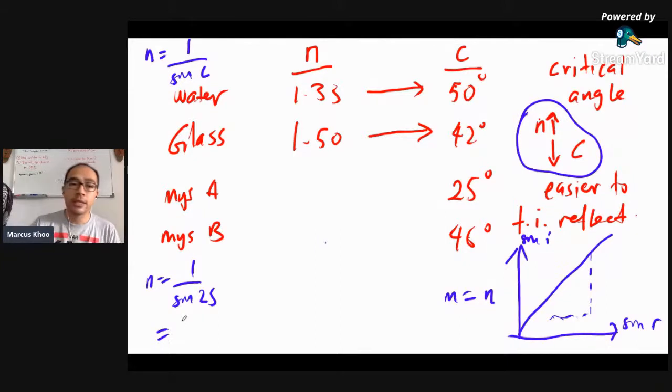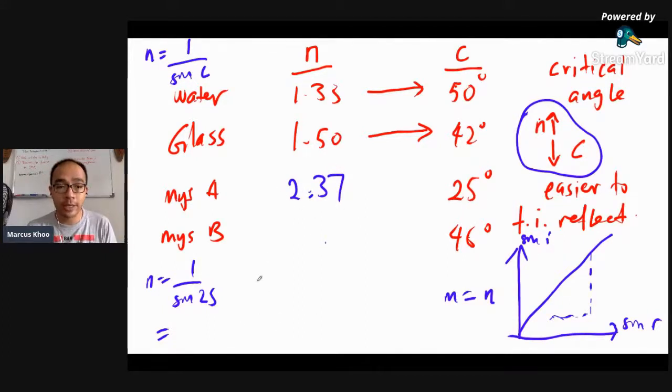And this will give us, I don't know, how much is 1 over sine 25? So it's about 2.37. This is the calculated one. So the gradient that you calculated from the graph should be about this value. Not necessarily, but about. If you got 2.6, my one was 2.6, but according to our calculation, it's 2.37.